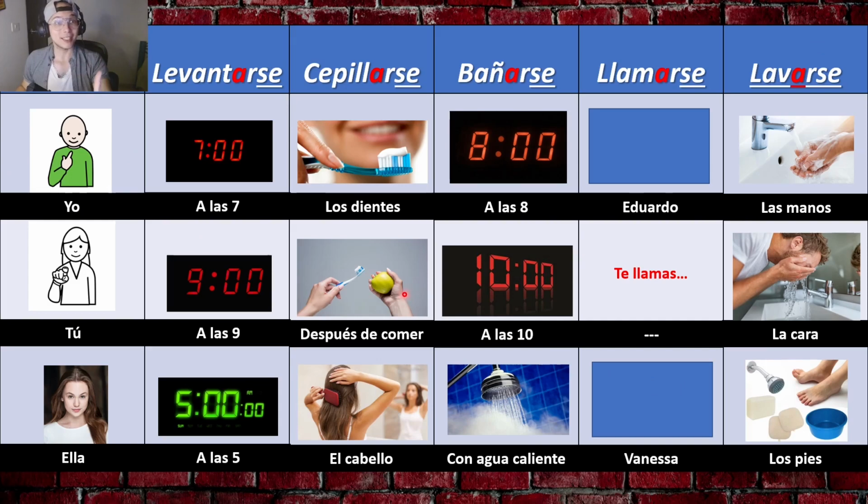Now, same activity, guys. I'll give you the cues. You give me the negative sentence. You have 5 seconds. So it would be yo, and let's say I don't brush my hair. So yo, cepillarse, and el cabello. Come on. So we say, yo no me cepillo el cabello.